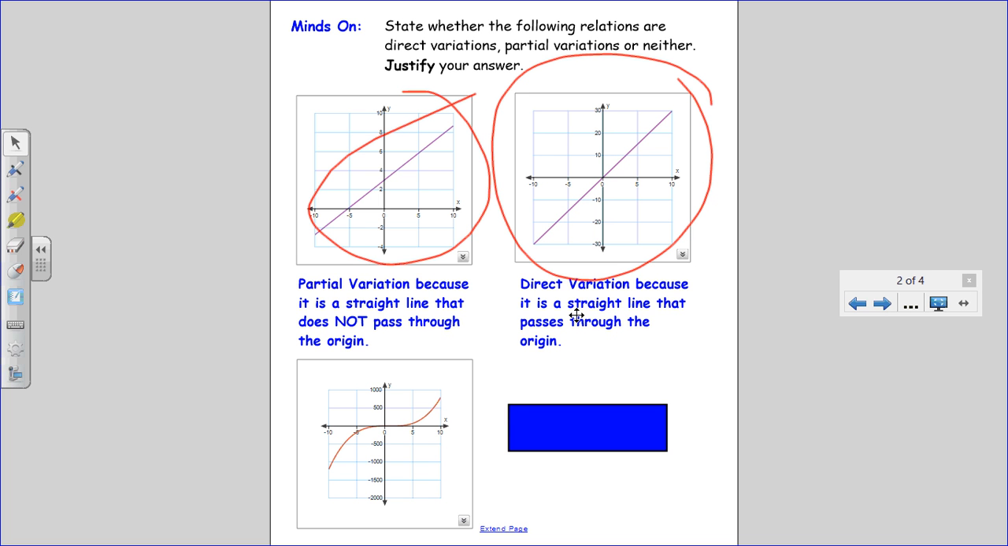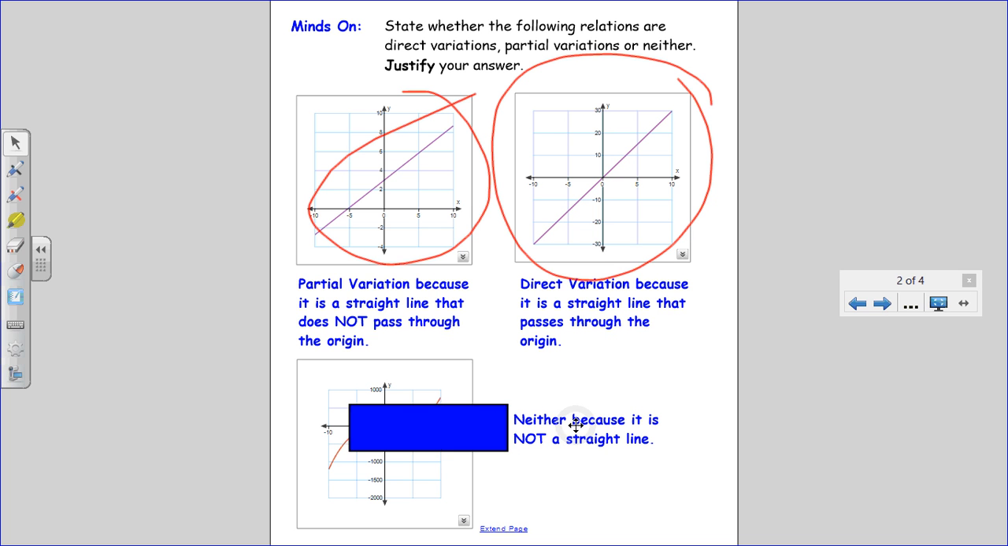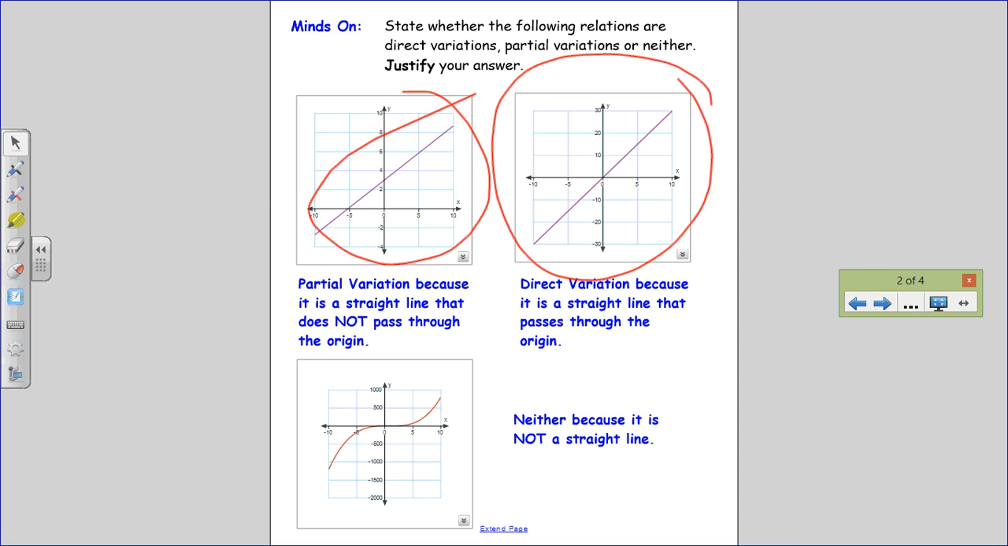Finally, for the third graph, although it passes through the origin, it's not a straight line, so it cannot be a direct or a partial variation.